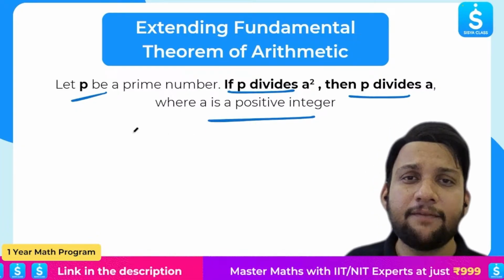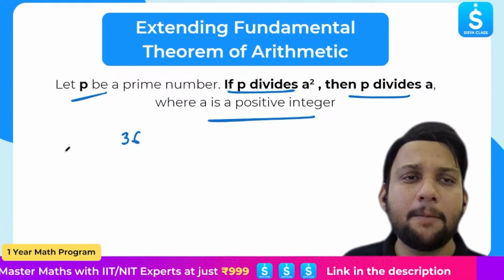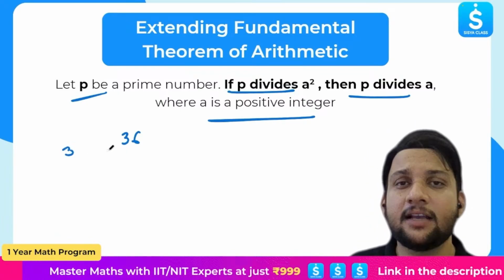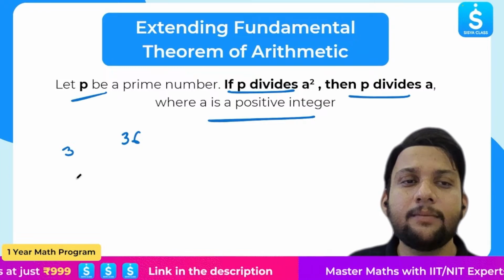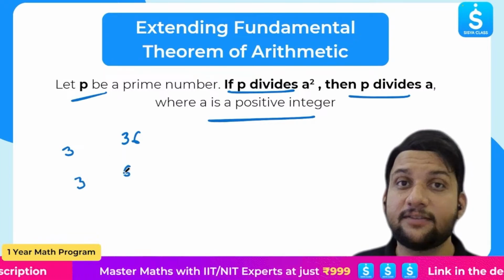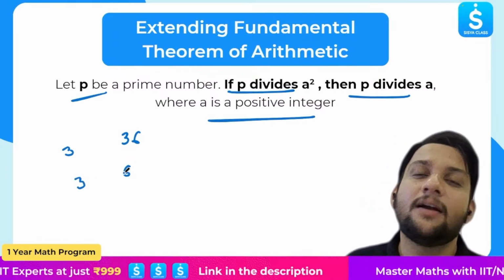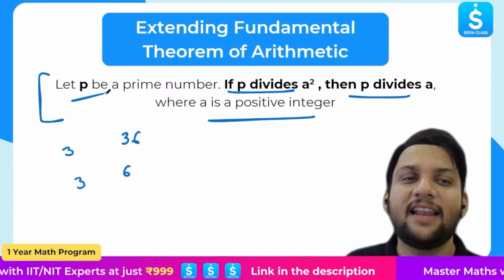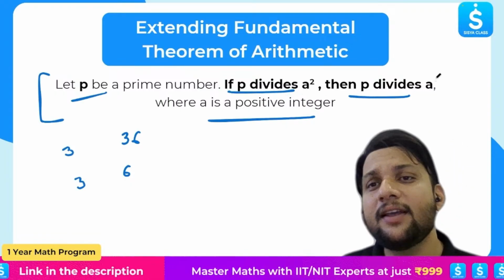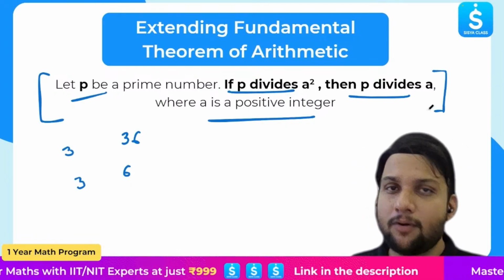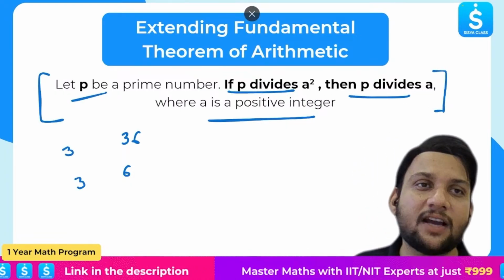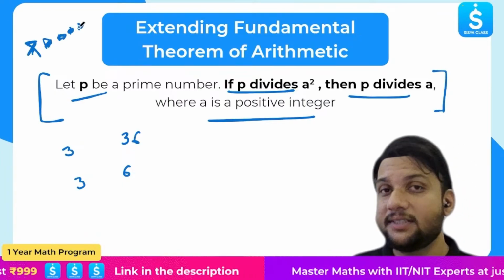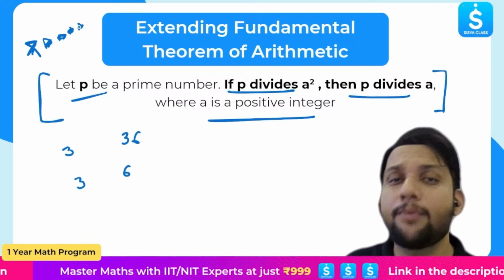So what does it say? Suppose we take the number 36, and let me take a prime number, let's say 3. Does 3 divide 36? Of course, yes. So according to this theorem, 3 will also divide 6. Now, you may say, sir, this is very obvious. It is obvious to you now, but the theorem says let p be a prime number. If p divides a square, then p divides a, where a is a positive integer. This is the third 5-star concept, and I want you to note this right now, because this concept is really important when we are going to prove irrational numbers.